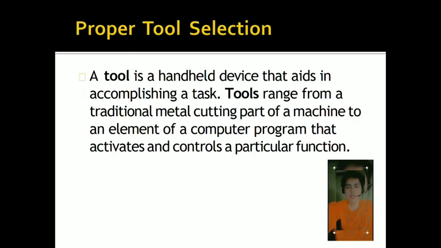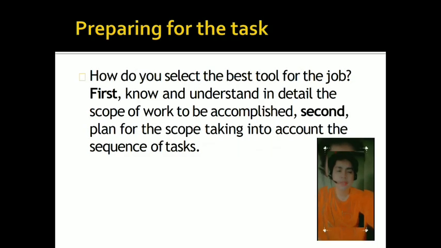Proper tool selection. A tool is a handle device that aids in accomplishing a task. Tools range from a traditional metal cutting part of a machine to an element of a computer program that activates and controls a particular function. How do you select the best tool for the job?